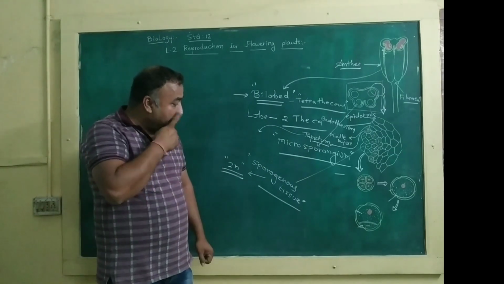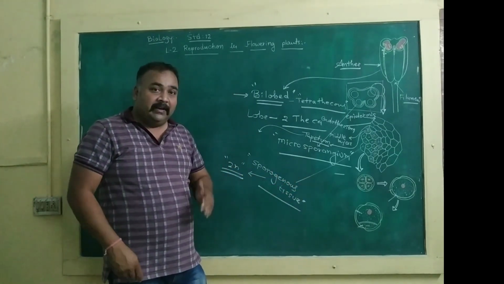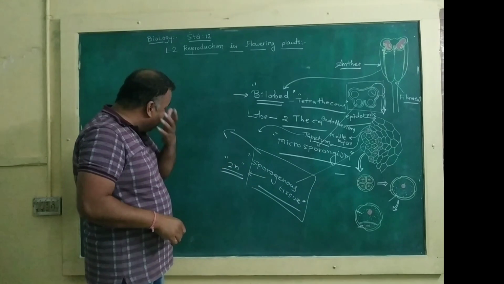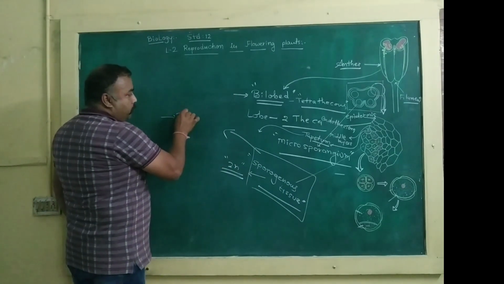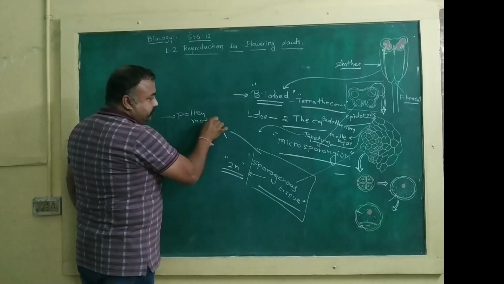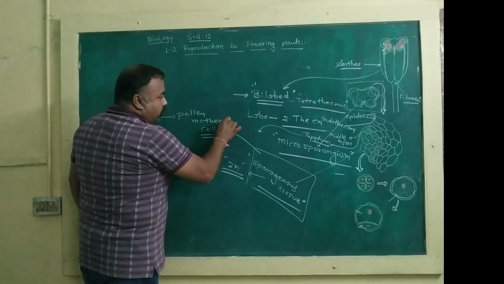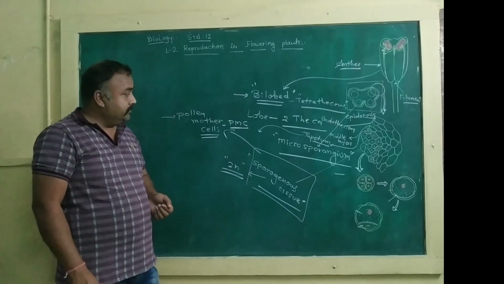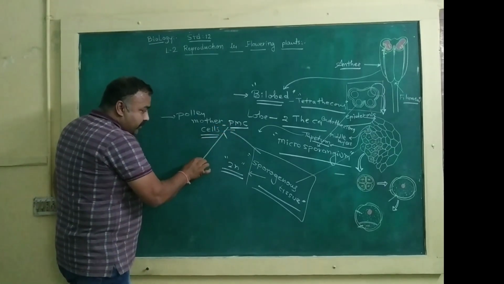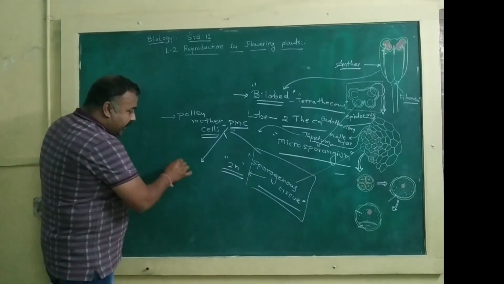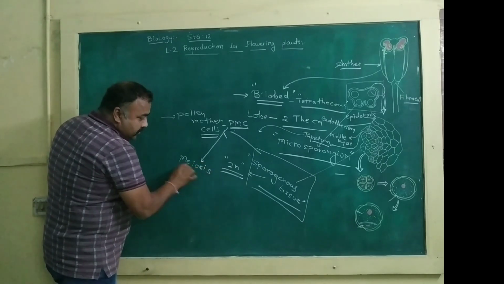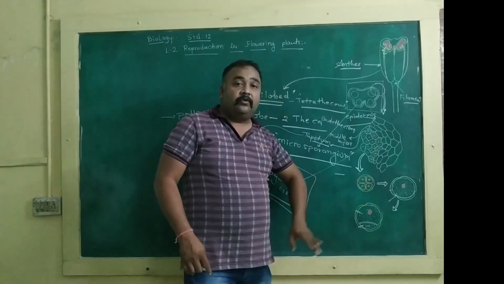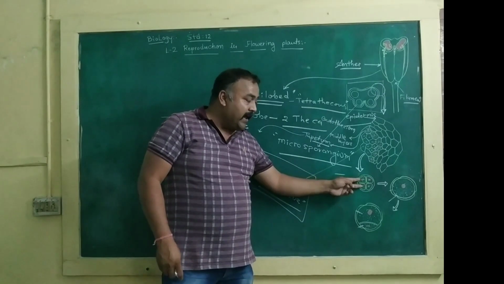Now what will happen? The sporogenous tissue undergoes mitotic division, and they will produce a number of cells which are known as pollen mother cells or PMC. The pollen mother cells are again diploid in nature. The pollen mother cell undergoes meiosis, and after meiosis, every pollen mother cell will give rise to 4 microspores, and they are known as pollens.